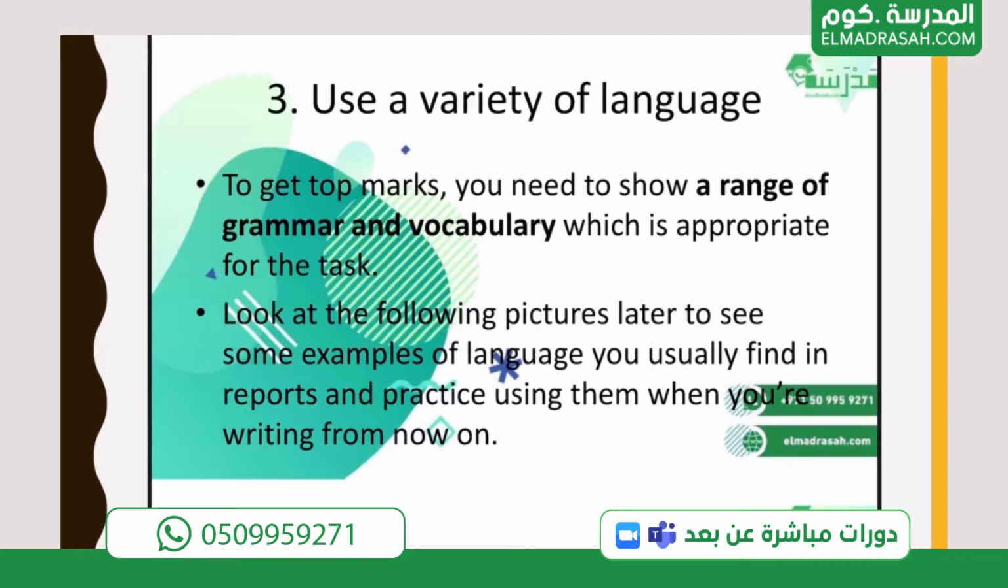The last point is to use a variety of language and grammar. Let me tell you that this makes your essay look more rich and professional. Also, avoid repeating words and try to use alternatives and synonyms instead. Try also to use linking words, commas, and for sure, full stops.